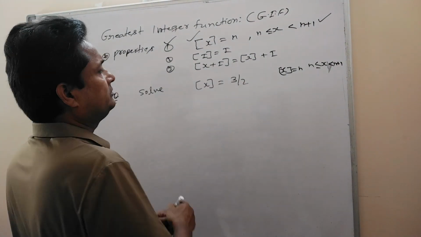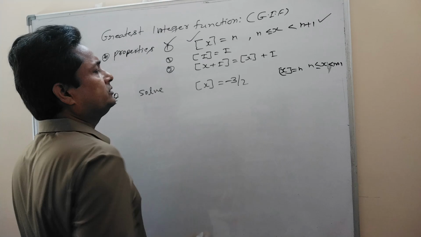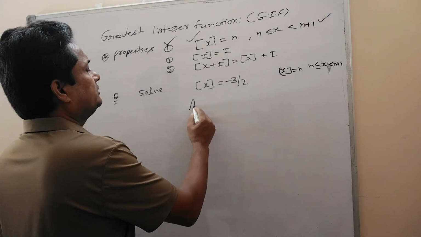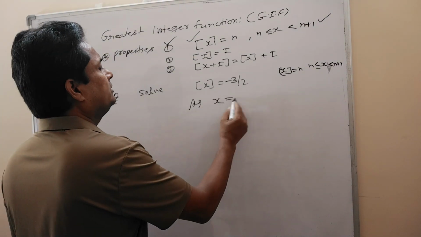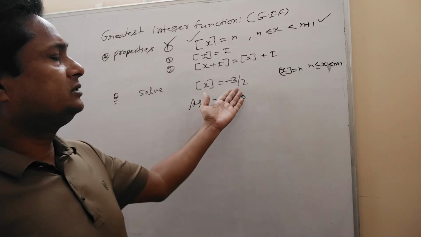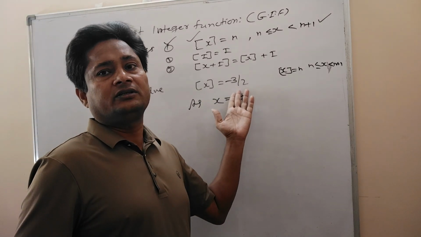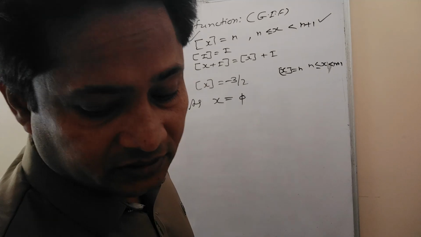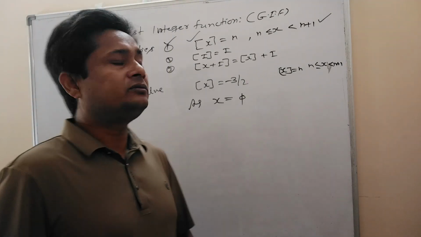Whatever the value, if I take -3/2, then also the answer will be what? X belongs to the empty set. No value of x because it is a fractional number. It is not an integer. Greatest integer always gives integer value.